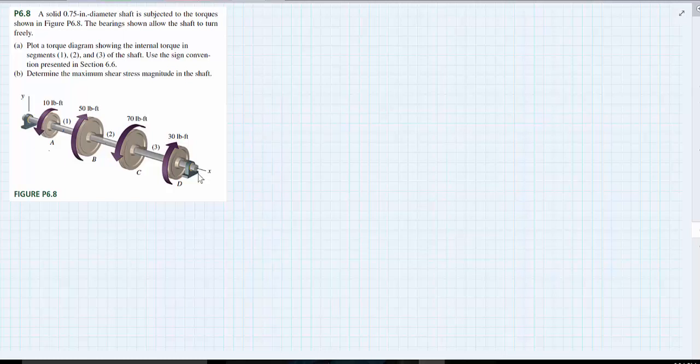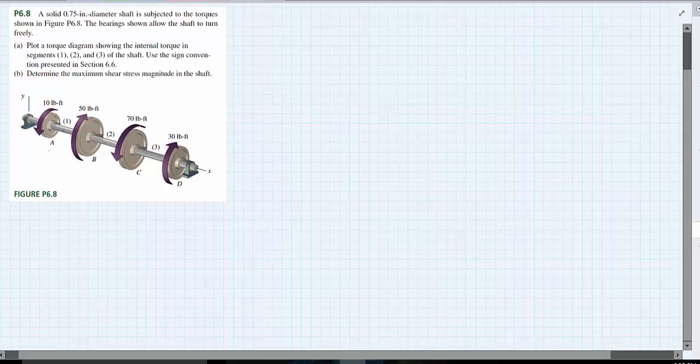This is example problem 6.8. The problem statement says a solid 0.75 inch diameter shaft is subject to the torques shown. The bearings shown on the shaft allow the shaft to turn freely. We're asked to plot the torque diagram showing the internal torque in segments 1, 2, and 3 of the shaft using the sign convention presented in section 6.6, and then determine the maximum shear stress magnitude in the shaft.